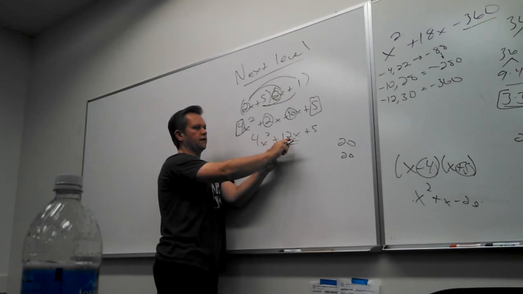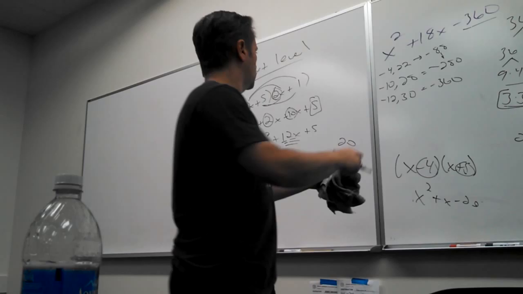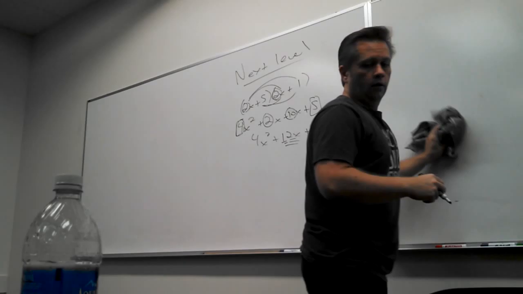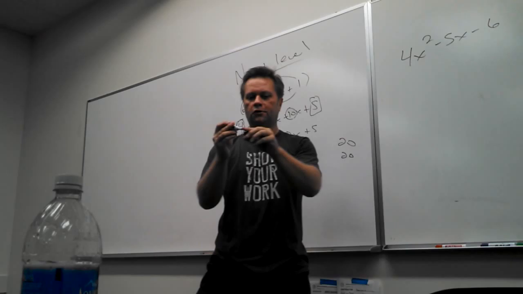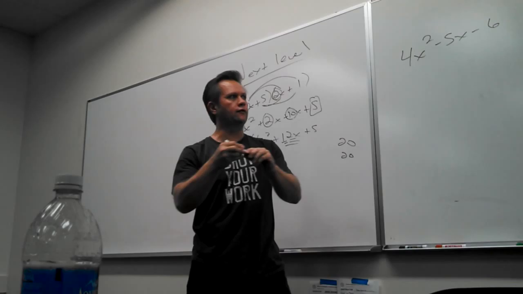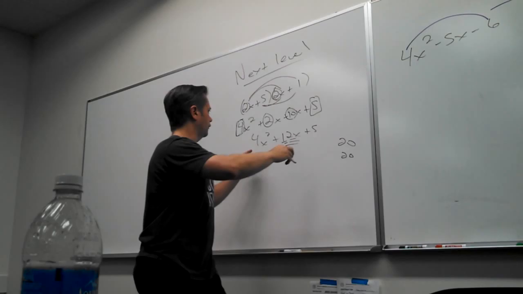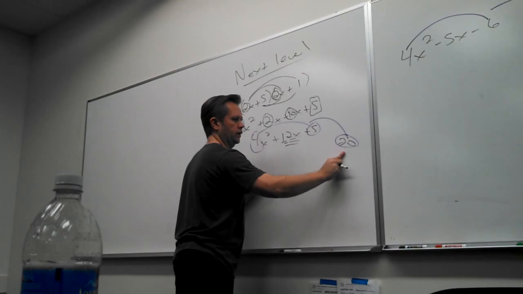If I want to go the other way, if I want to start here and try to go back that way, so maybe I have a problem that works here. That's my go-to problem. I know that works. I have to do this first. I have to say 4 times negative 6 is negative 24, just like here, 4 times 5 is 20. And then 20 factors to be 2 and 10.